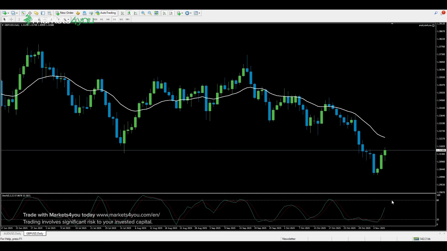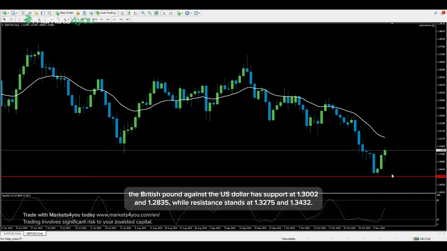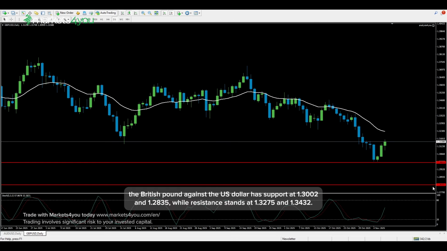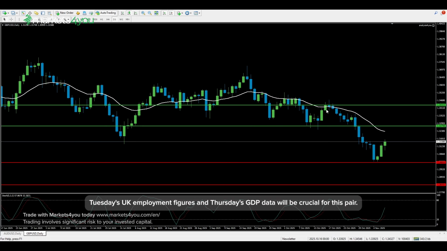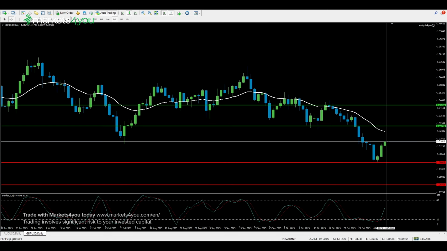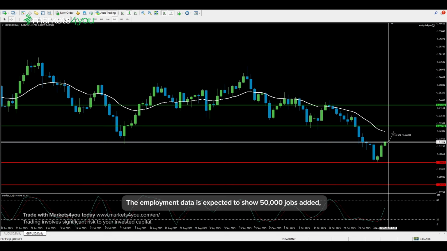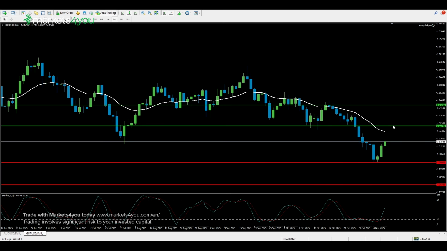Looking at key levels, the British pound against the US dollar has support at 1.3002 and 1.2835, while resistance stands at 1.3275 and 1.3432. Tuesday's UK employment figures and Thursday's GDP data will be crucial for this pair. The employment data is expected to show 50,000 jobs added, while GDP is forecast to grow by 0.3% quarter-over-quarter.